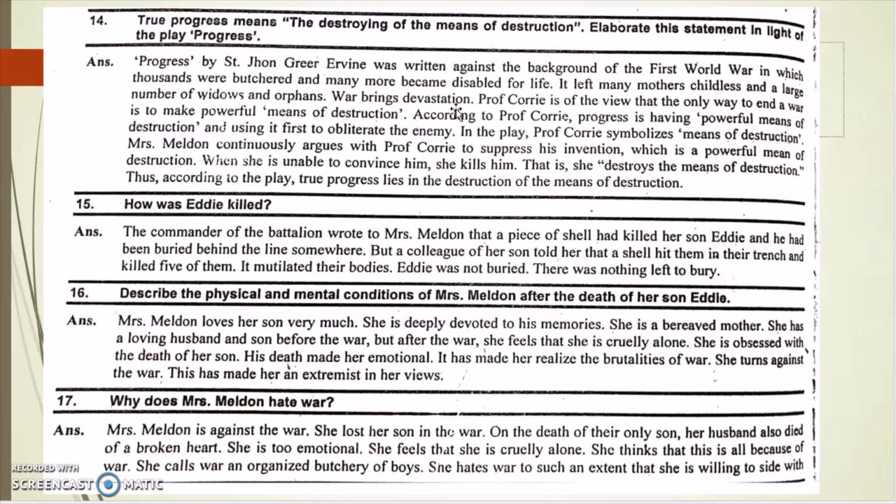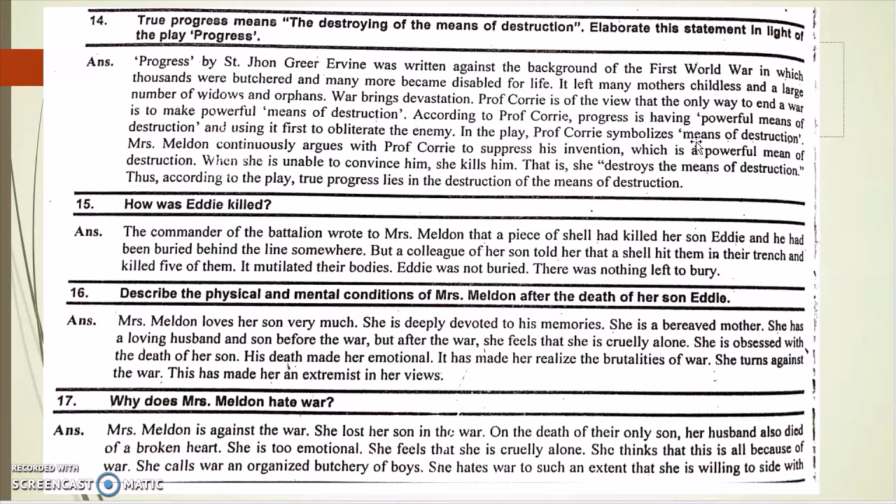War brings devastation, so there's no question about it. Professor Corey is of the view that the only way to end a war is to make powerful means of destruction. He believes that in order to end a war, you need to make it very destructive. The more destructive it is, in less number of days it would end. According to Professor Corey, progress is having powerful means of destruction and using it first to obliterate the enemy. So it is always about who strikes first. You strike first and you have this massive weapon of destruction, and the enemy would be totally obliterated and you will win, and that is the end of war.